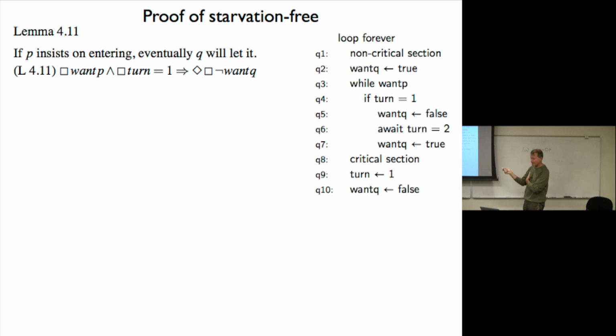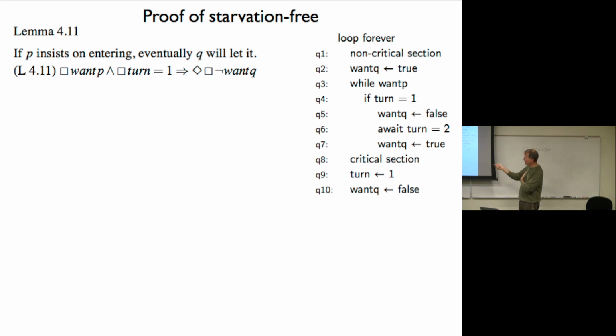Lemma 4.11. If P insists on entering, eventually Q will let it. Now I know this stuff is hard to follow. Can be, but think about this as we go through it. If P insists on entering, eventually Q will let it. Now you remember how the want P and the want Q worked? So if you insist on entering, you set your want to true, right?